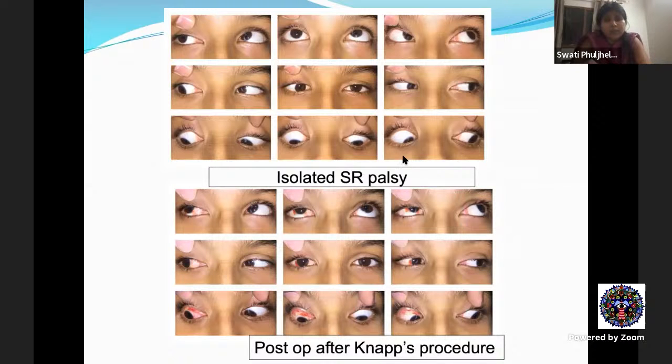So this picture is to show the isolated SR palsy, where you can see there is a significant elevation deficit. However, other muscles are good enough, are not involved, and therefore transposing both medial rectus and lateral rectus superiorly will help in improving the elevation as well as improving the Bell's.